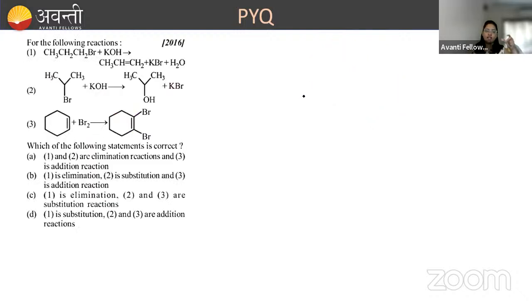Next problem. Which of the following statements is correct? Follow the following reactions 1, 2, 3. ठीक है, 3 रिएक्शन दिए हुए हैं और हम लोगों को कुछ स्टेटमेंट दिए हुए हैं. 1, 2 are elimination reactions and third is addition reaction. First is elimination, second is substitution, and third one is addition reaction. First one is elimination, second and third are substitution reactions. First one is substitution, second and third are addition reactions. So observe all the 3 reactions. In all these 3 reactions, which is addition, elimination, or substitution?